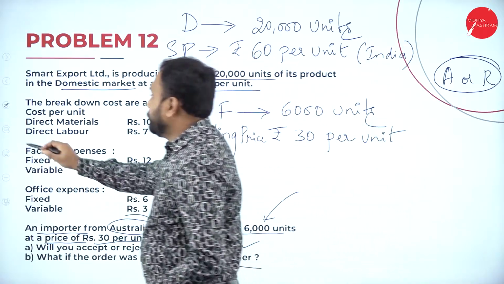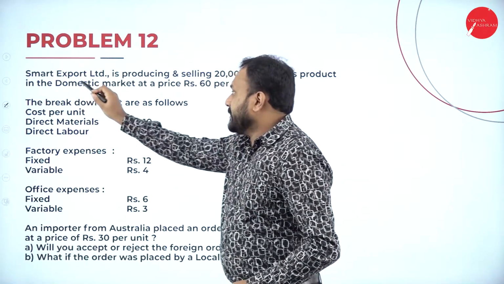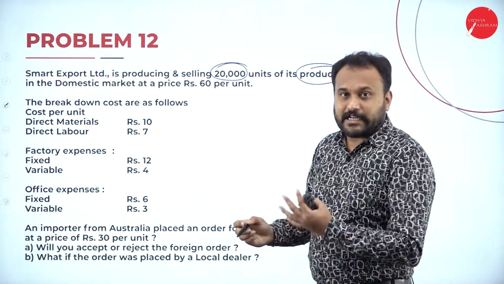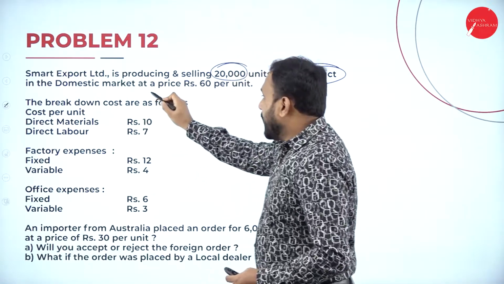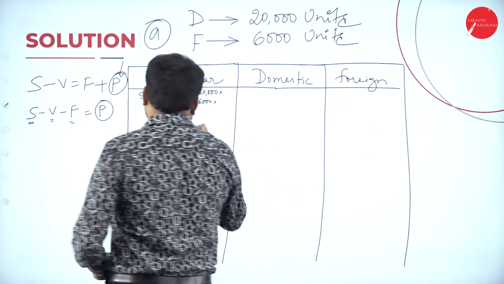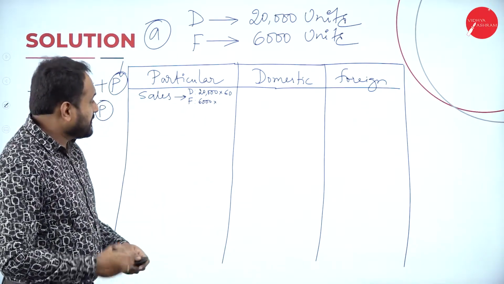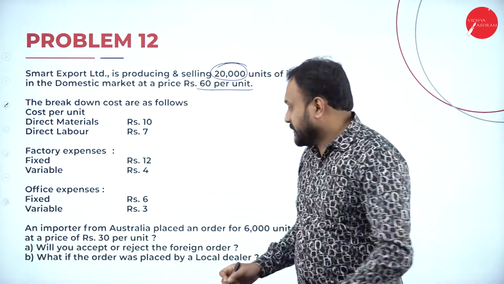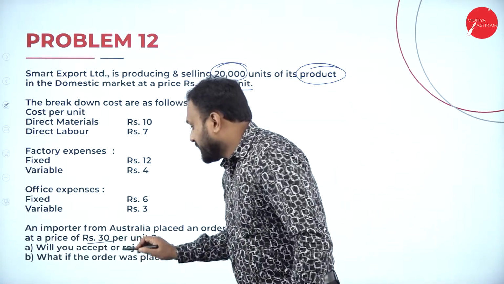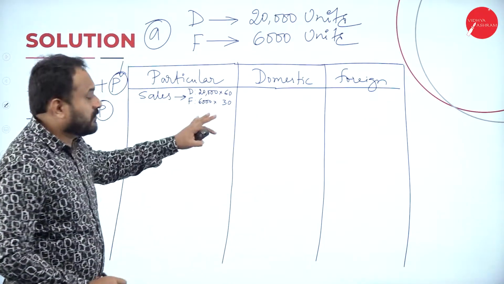Now let me erase everything for you. Done. The breakdown cost is here. Smart Export Limited is producing 20,000 units of its product, we don't know what exactly the product is, in the domestic market at a price of 60 per unit. So selling at 60, that means you should do 20,000 into 60. So domestic sales is 20,000 into 60. The same way for foreign, how much is it? Foreign is 6,000 units, and he's asking for rupees 30. So here we'll go with 6,000 into rupees 30. Done. This is my working note for sales.